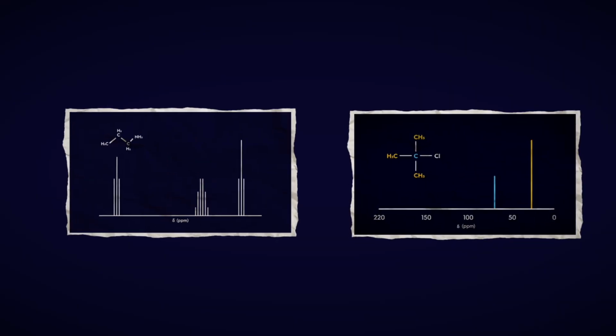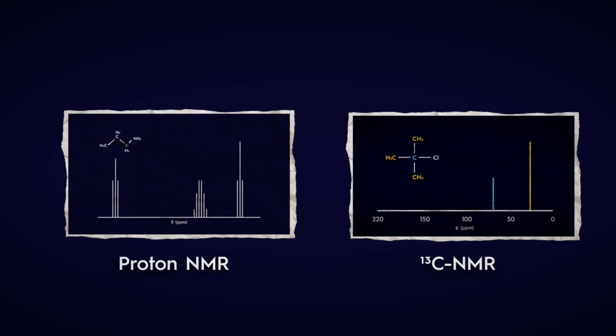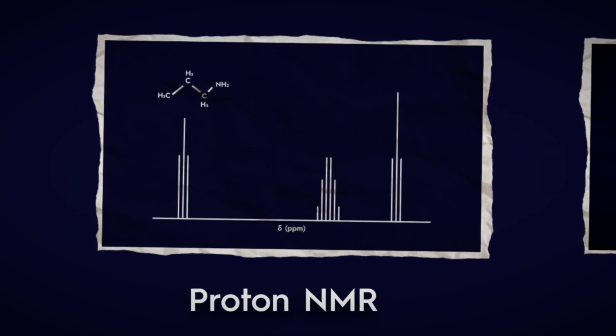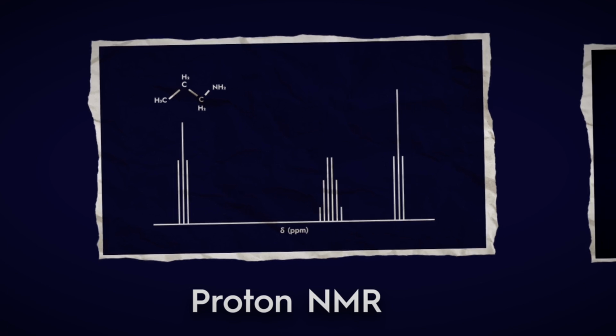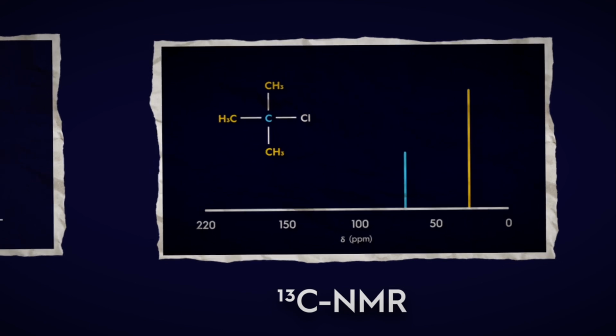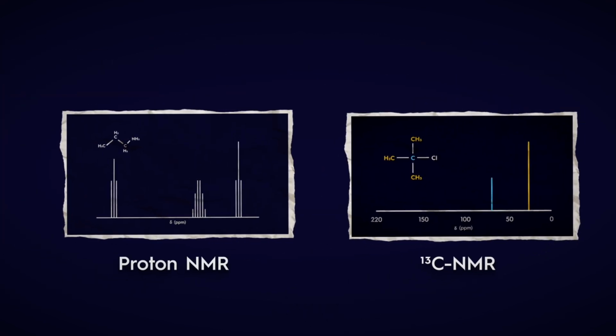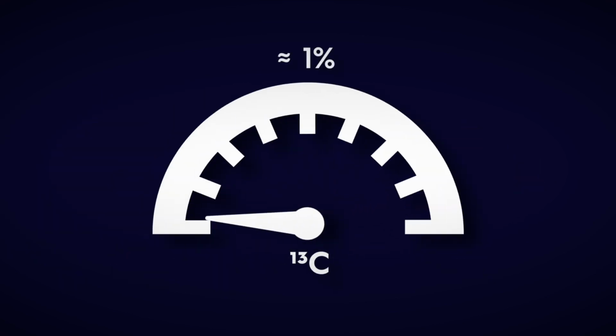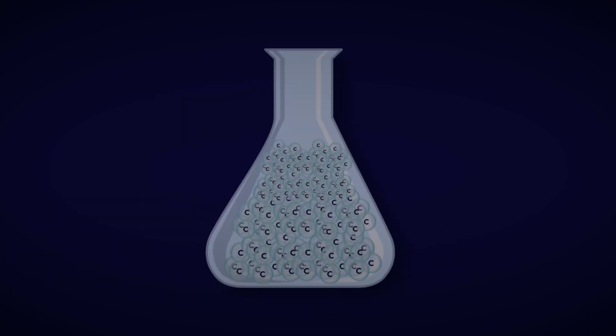Here's the bigger picture. Nuclear magnetic resonance works for any nucleus with spin. Proton NMR watches hydrogen. Carbon-13 NMR watches the carbon-13 isotope. The principles are the same, but the details look different. Only about 1% of carbon atoms are carbon-13. In a single molecule, that is easy to miss. But in a macroscopic sample, there are still trillions of carbon-13 atoms at every distinct position. That is enough to build a spectrum.